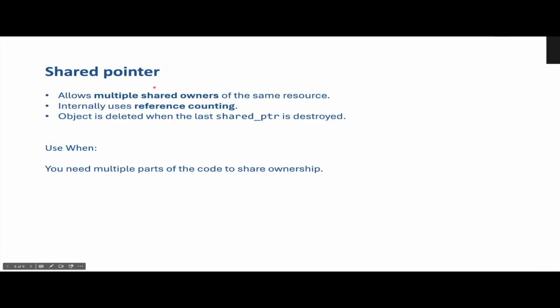Next is the shared pointer. So when you require multiple shared owners for the same resource, then you use shared pointers. So how does it maintain how many owners are pointing to the same resource? Internally, this class maintains reference counting. Once all the shared pointers go out of scope or get deleted, then the resource that it was pointing to also gets deleted. So you use a shared pointer when multiple parts of the code require shared ownership of a resource.